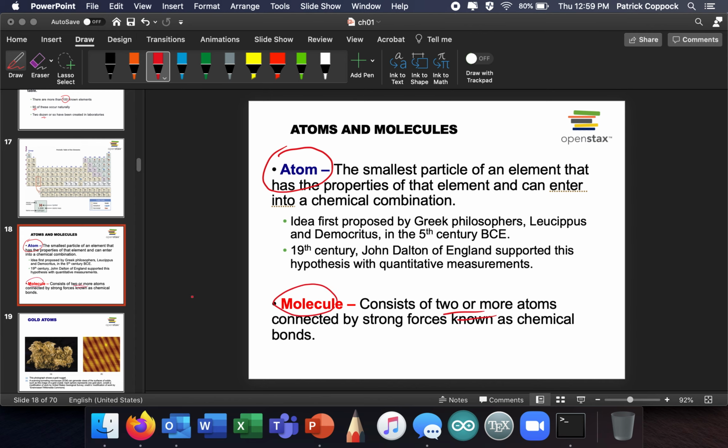Oxygen, 2 atoms of oxygen stuck together by a bond. Phosphorus, actually, in its standard state, goes together as P4. Sulfur, oddly enough, goes together as S8. Okay, that's the standard state of sulfur. But these are all molecules, and they're held together by bonds.